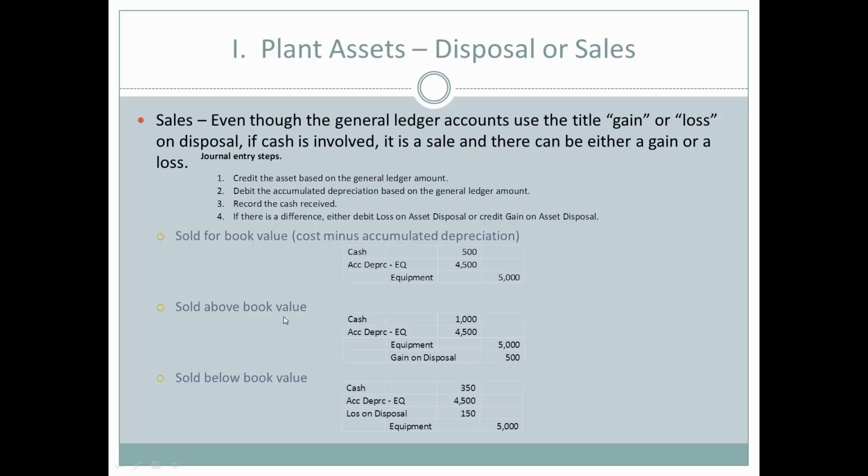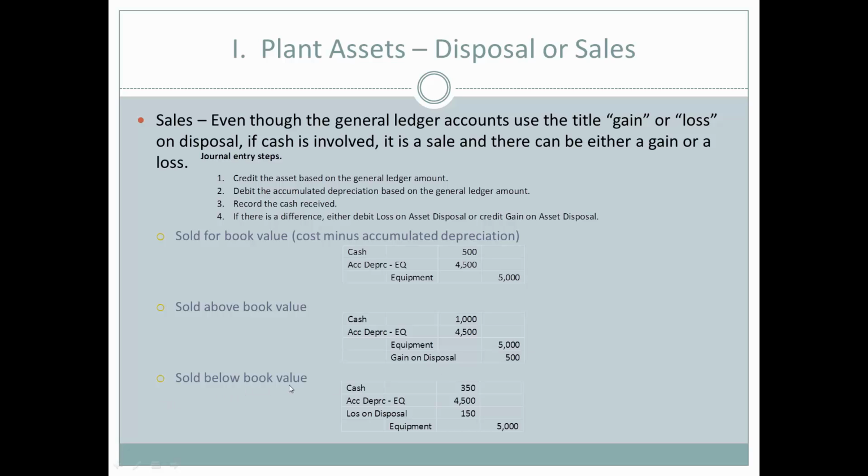Now, if the asset is sold above book value, in this instance, our equipment costs $5,000, our accumulated depreciation is $4,500. We received cash of $1,000, so we can see the debits here don't equal the credits unless we record a gain on disposal. So a gain on disposal goes to the income statement and other revenues and expenses. So this is an income statement account, and we will record a $500 gain.